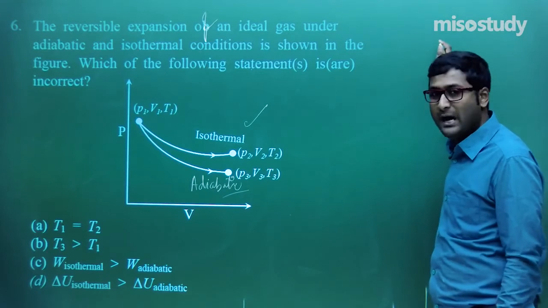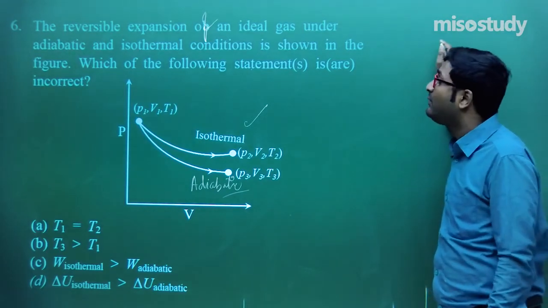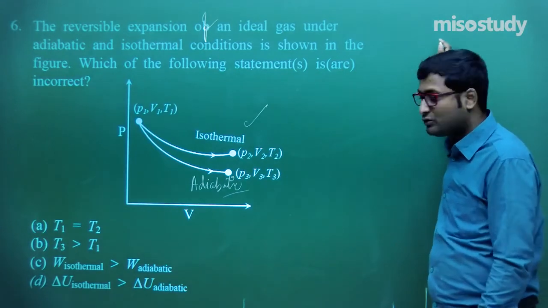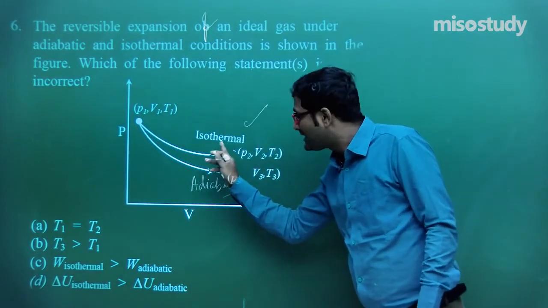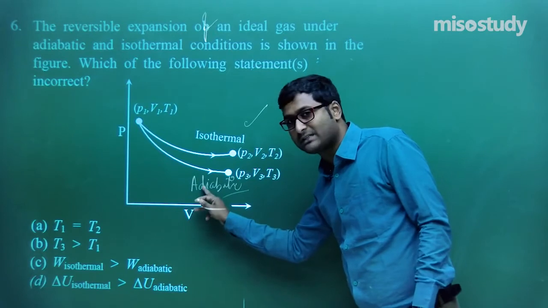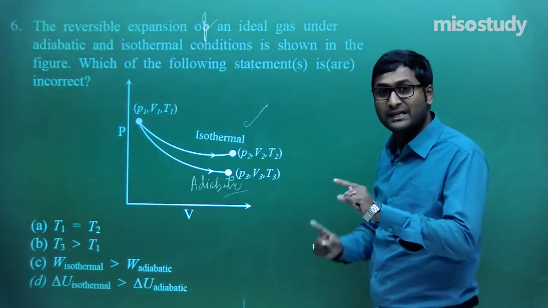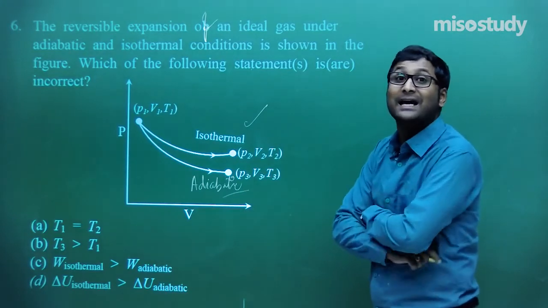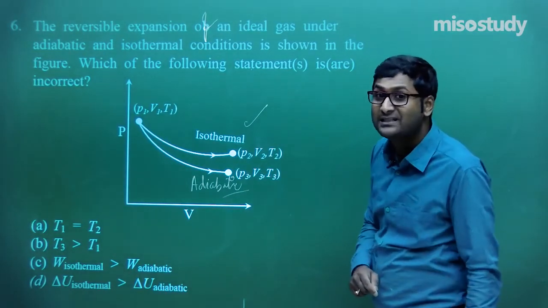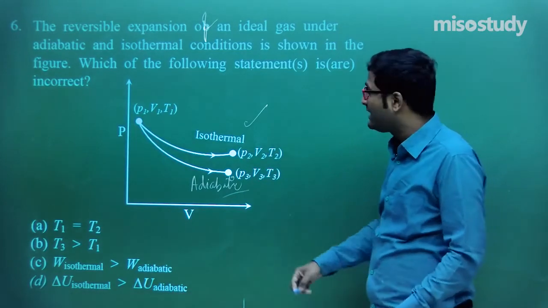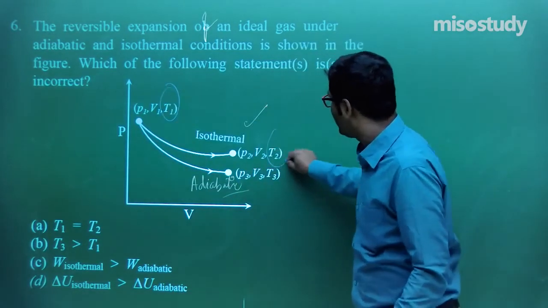First of all, we have to find the correct statements. So tell me what to do. According to the question, you have to solve it. Please look at this: one is the graph of isothermal and this one is the graph of adiabatic. As we know, if the process is isothermal, then there is no change in temperature. That is, initial temperature will be equal to final temperature. This one is initial and this one is final.